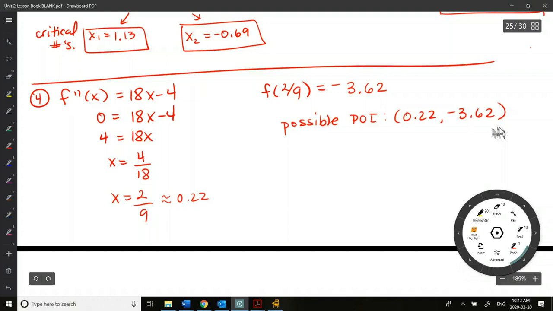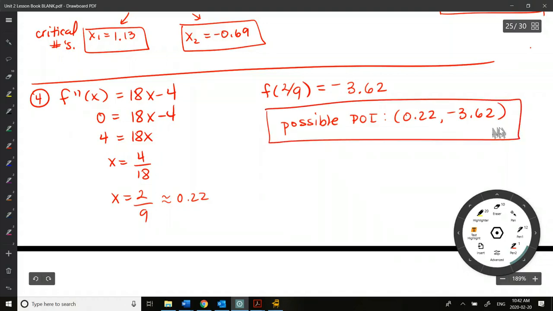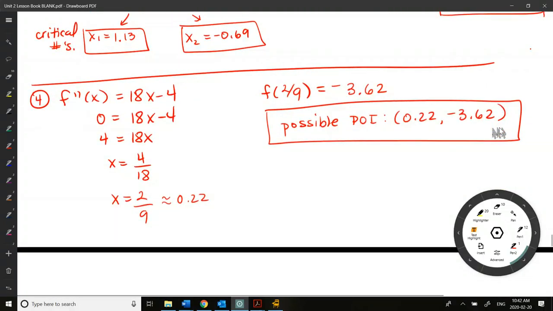If we check it using the second derivative test, we're going to check everything all together right after this. So we're just going to identify those, and then we're going to classify them once we do the test, and we're going to do it all in one chart.